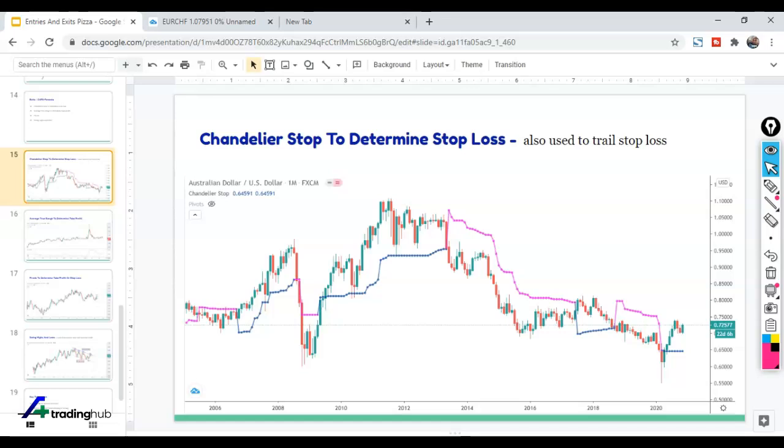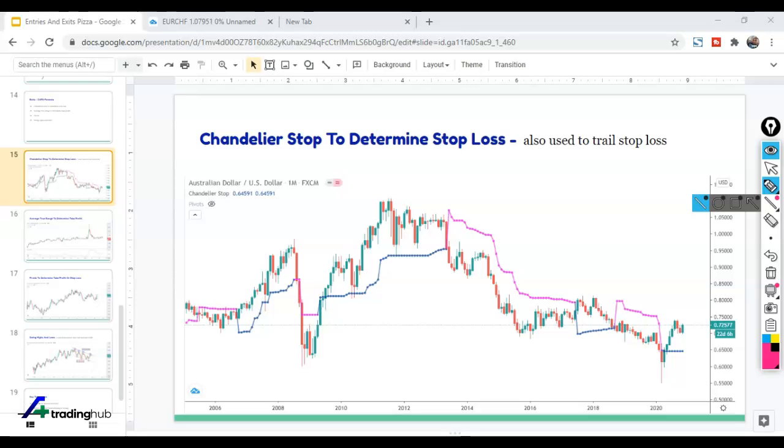This is how the Chandelier stop looks on the chart. You see all these blue and pink lines. That is the Chandelier stop. It is an indicator, and you can find it in any trading platform, but this one is actually from TradingView. This is how it looks on the chart.